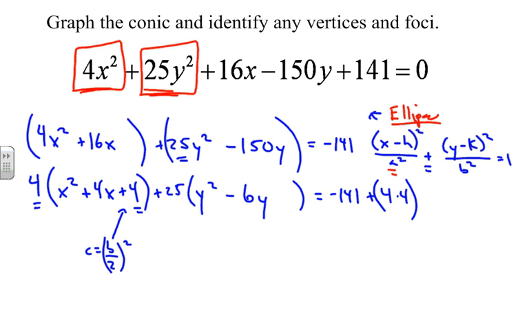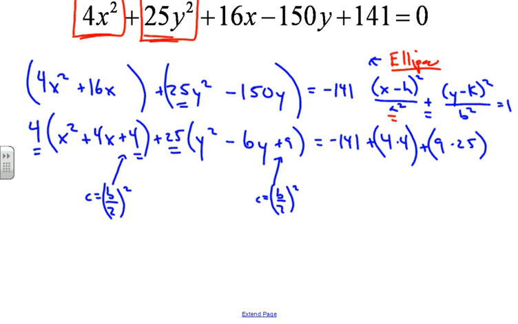Over here, we're going to do the same thing, find that c value by taking b divided by 2 and squared. In this case it's going to be 9. But once again, we're not just simply adding 9, we're actually adding 9 times 25. So from here, we're going to simplify this. What we got is negative 141, plus 16, and this right here is going to turn into 225.